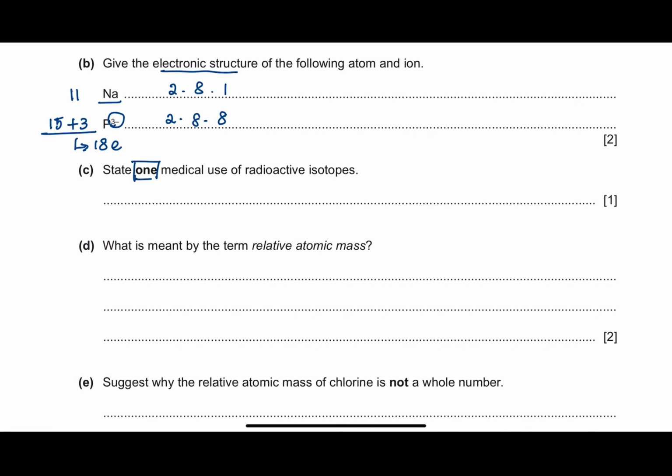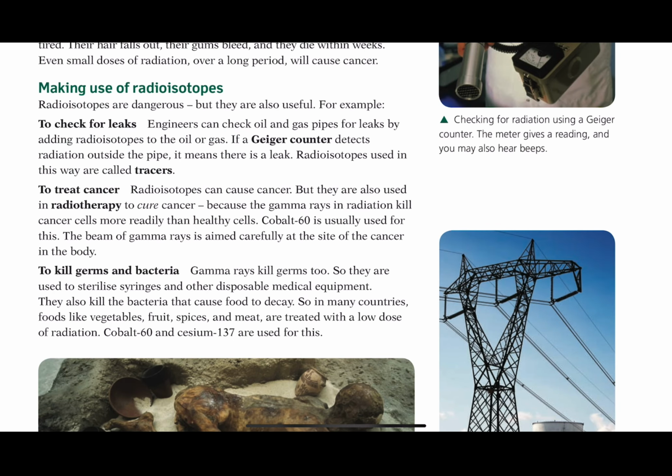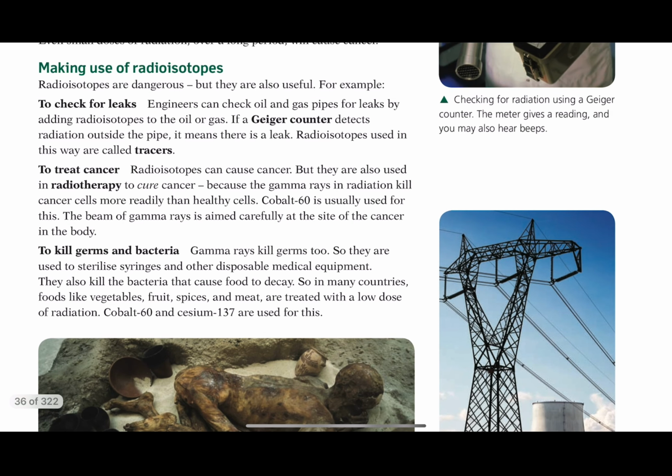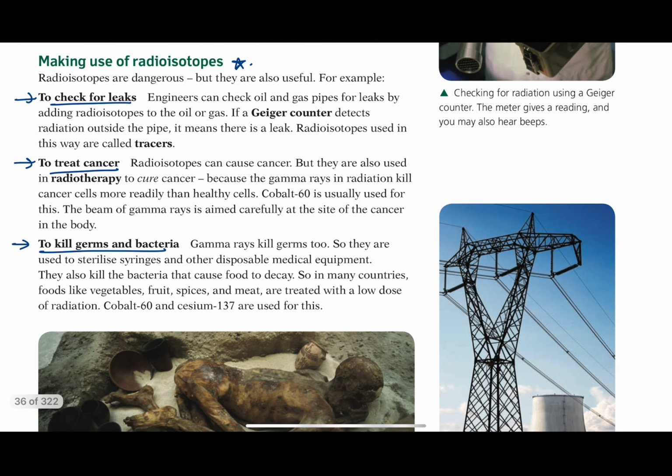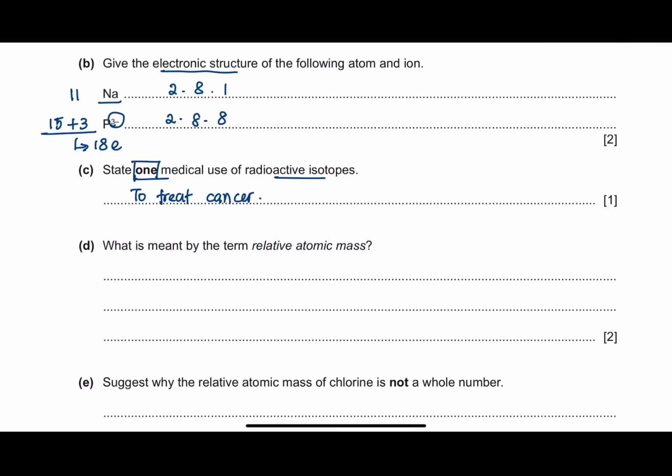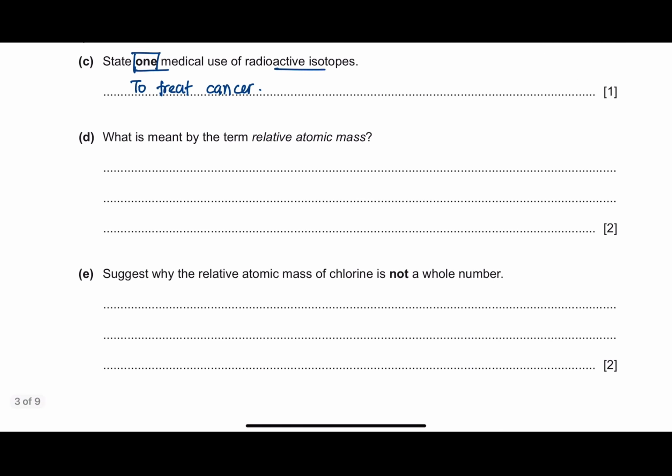Question C, state one medical use of radioactive isotopes. Now if you look at your textbook, you will realize that there are a few examples of isotopes, and each of them has different uses. For example, to check for leaks, to treat cancer, to kill germs and bacteria. So in your answer for this question, you can pick any one of them. So I've just picked one and written to treat cancer.